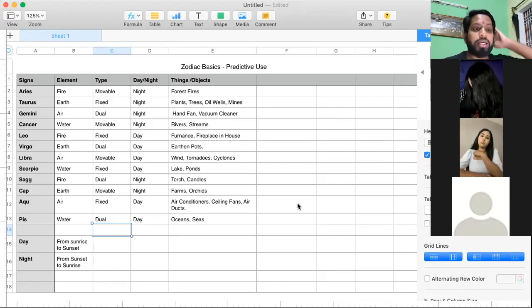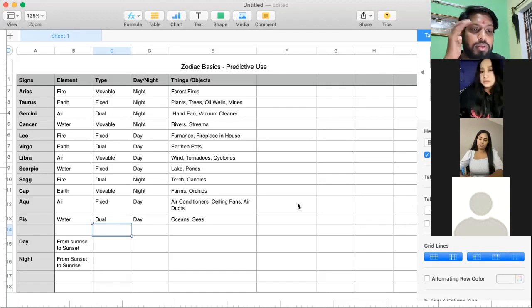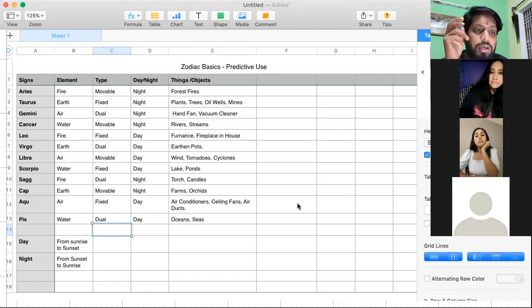Okay, I'm giving the example between the sun sign and the moon sign, not the ascendant and the moon sign. But there are some rules which I've told, just like in my last free class, that when you have to decide which is stronger, the ascendant or the moon, then you can use this concept of a night sign and a day sign.